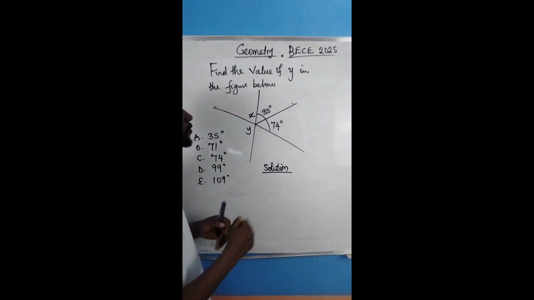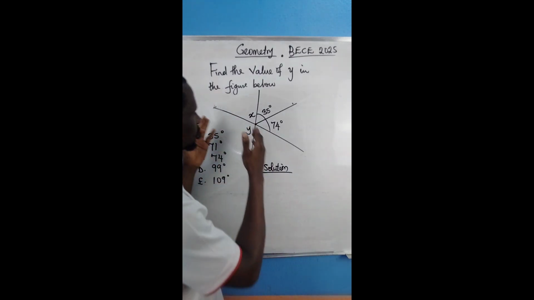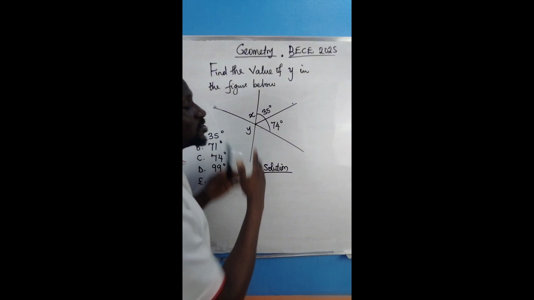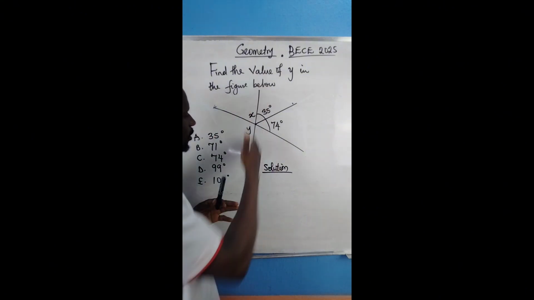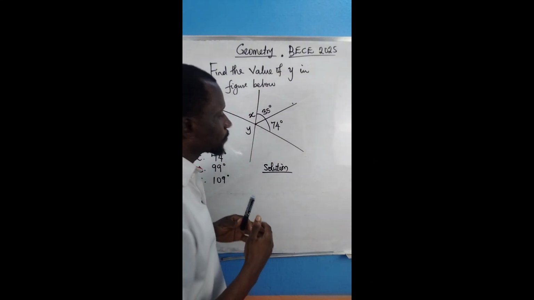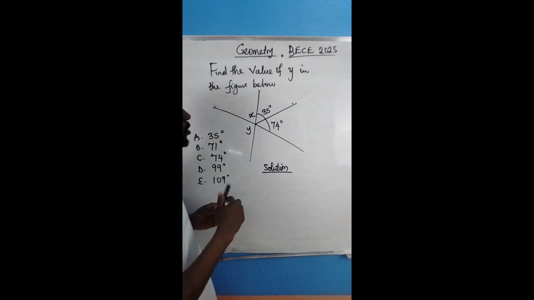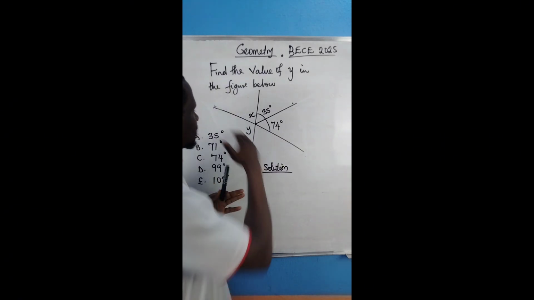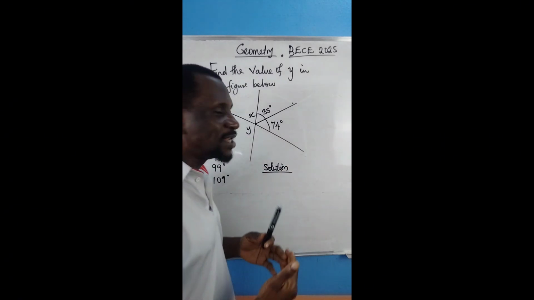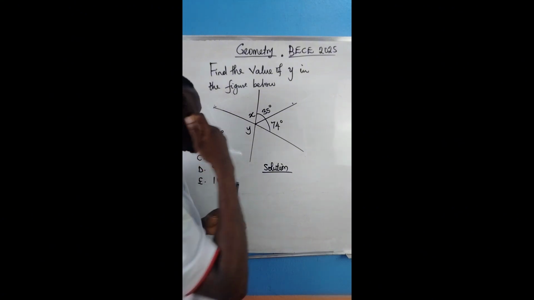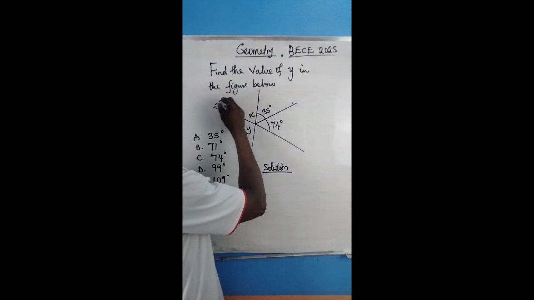Here we have angle at a point, which is 360 degrees, but on this diagram you can see two lines that cross themselves. This line will make an angle of 180 and this one also makes an angle of 180. So we're going to look at this shape.